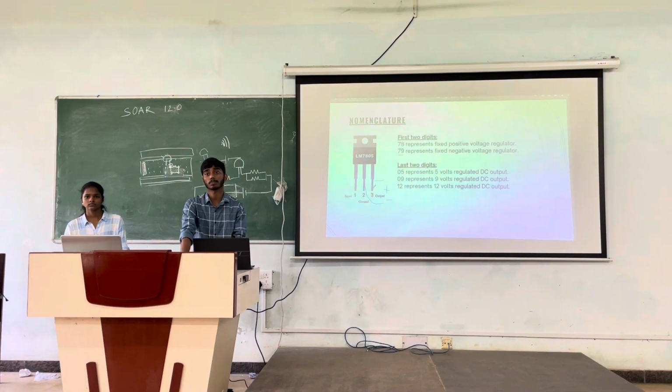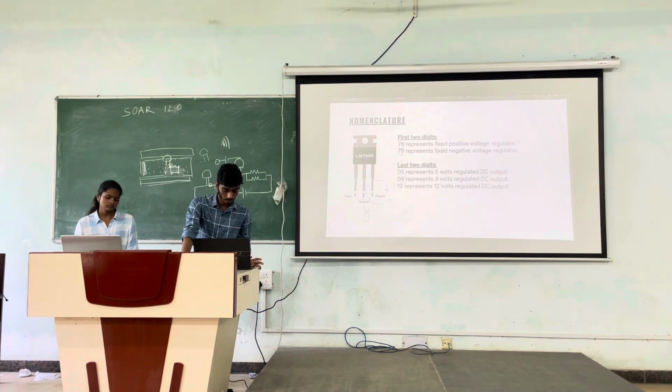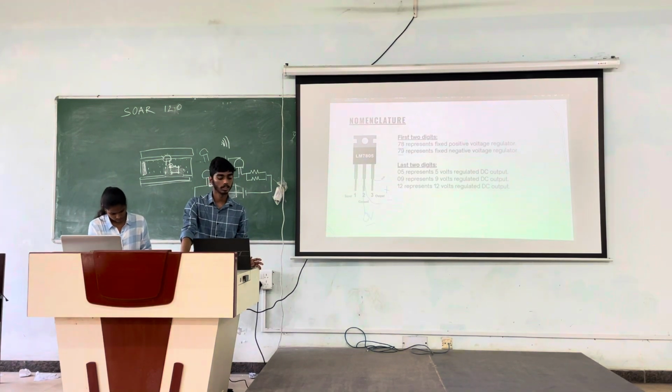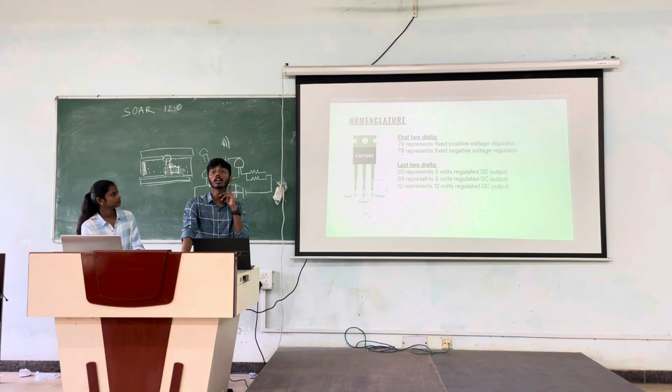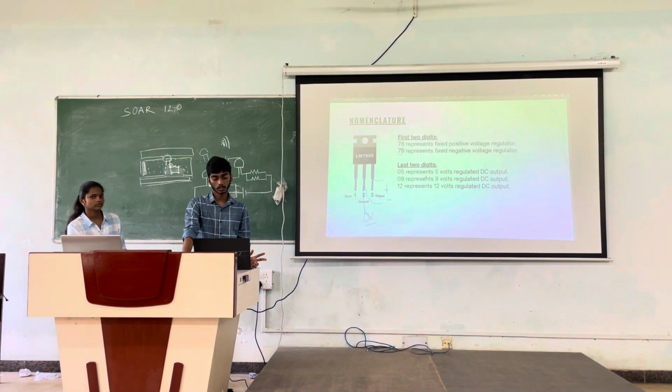How are we saying that this is positive or negative? With respect to ground. Ground is always considered as 0 volts. With respect to ground, if this terminal is positive, then it is 78, and if this is negative, then it is 79. And the last two digits represent the regulated DC output. So if it is written 05 here, that means we'll get 5 volts regulated at its output port.